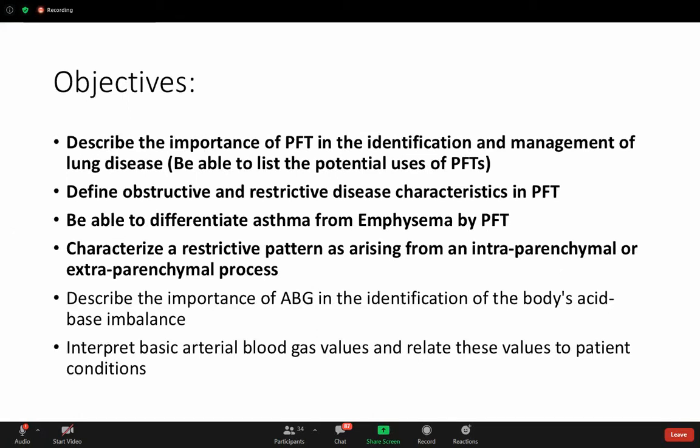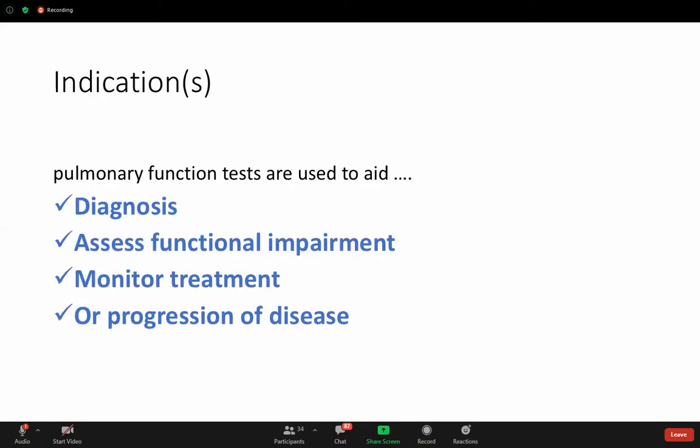Okay, so those are the objectives. So why the test? Why is the pulmonary function test useful, and when can we use it? Well, one, we can use it for diagnosis, certain diagnosis in pulmonary disease. The PFT can be very helpful, and we'll come to that shortly. Also, it can assess the functional impairment. It's a kind of where they are, and is this affecting their function, okay?